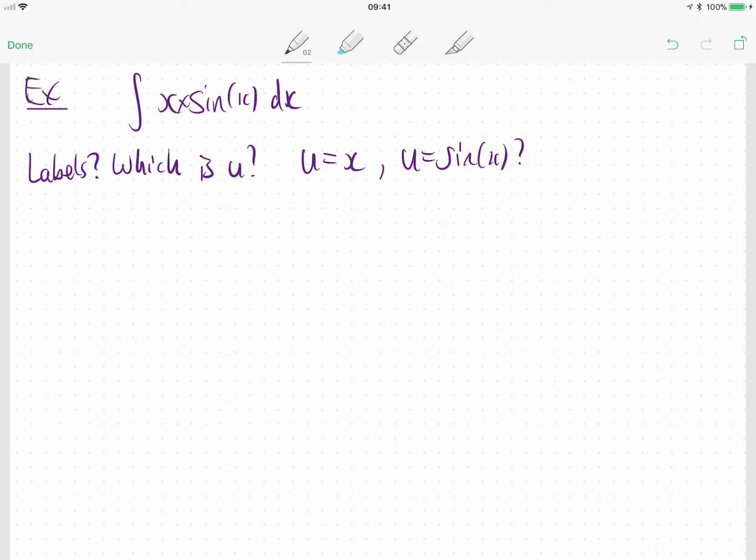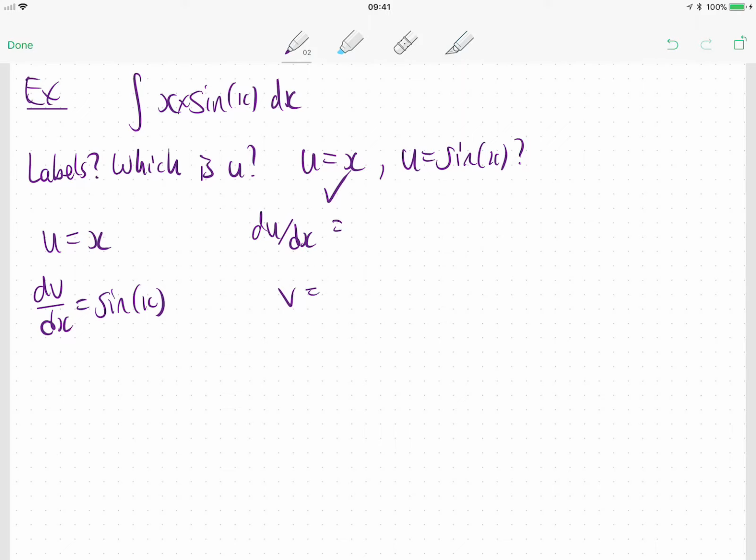Well, we know the formula for parts involves a du dx. So wherever we label for u, we're going to differentiate it. Pick the one that differentiates to something simple. So choose x. Okay, so the labels: u is x, dv dx is sine x. Remember, the dv dx, we need to be able to integrate it. We can integrate sine, so this seems like the right choice.